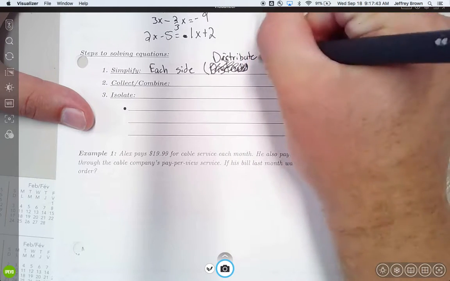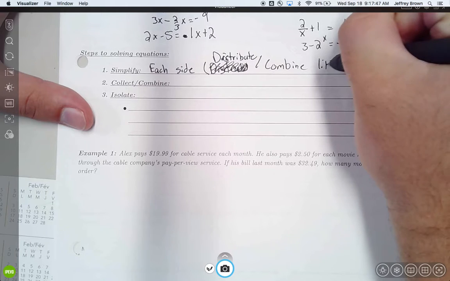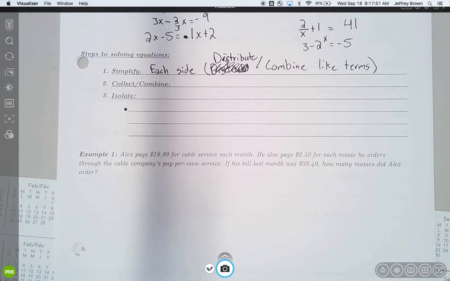We might also combine like terms. Are all things that simplify each side of the equation. Next step is going to be collect and combine. So collect and combine are kind of the same word, more or less. I'm really trying to get all of my variables together.